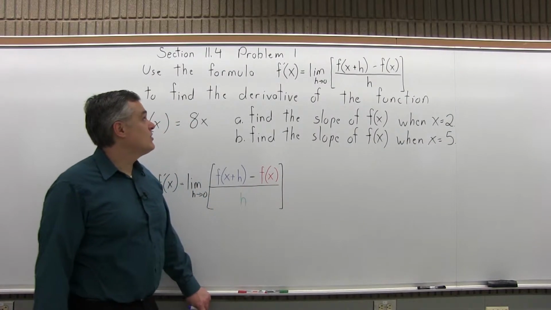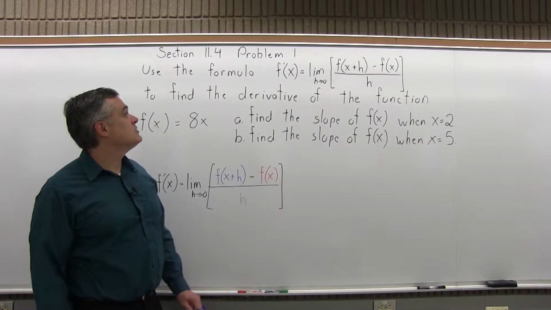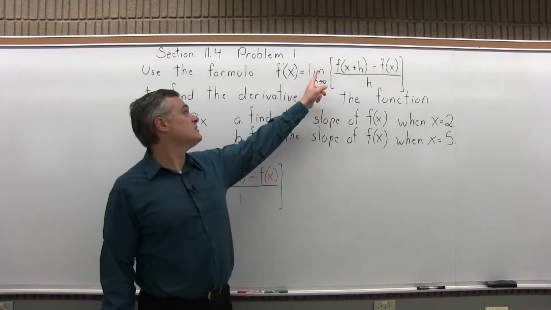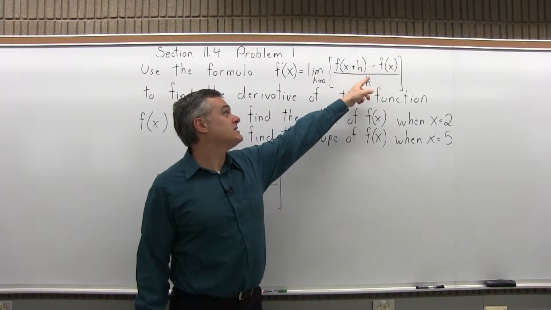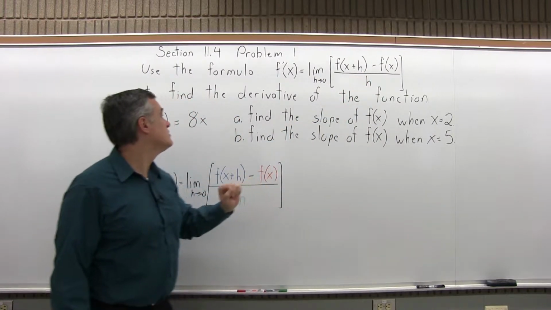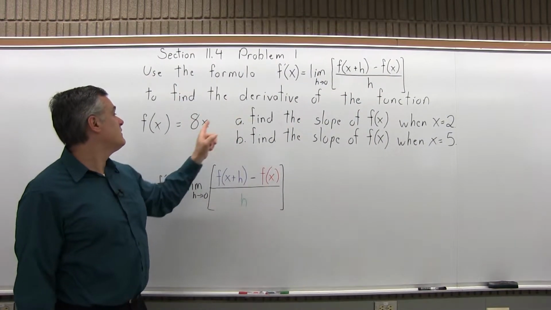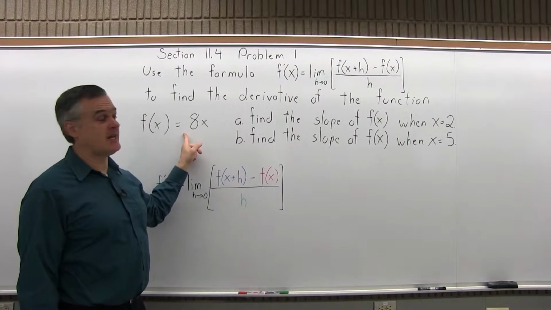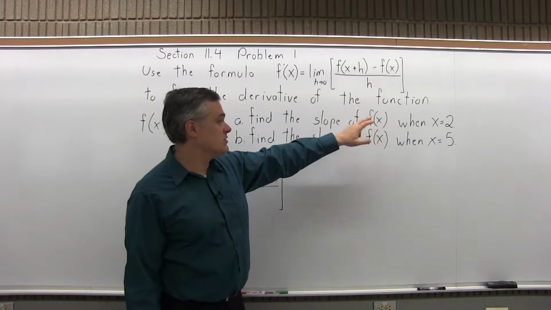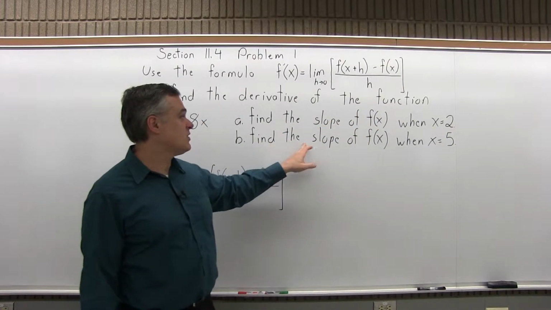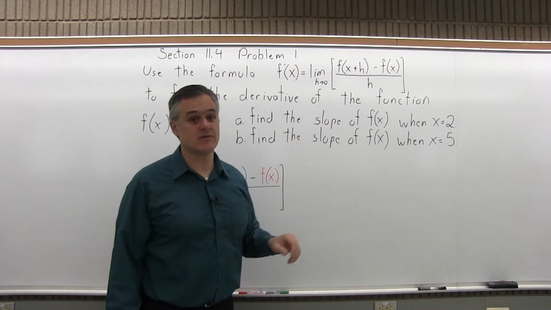This is Section 11.4, Problem number 1. It says, use the formula f prime of x equals the limit as h approaches 0 of f of x plus h minus f of x over h to find the derivative of the function f of x equals 8x. And then once you do find the derivative, find the slope of f of x when x is 2, and then part B, find the slope of f of x when x is 5.